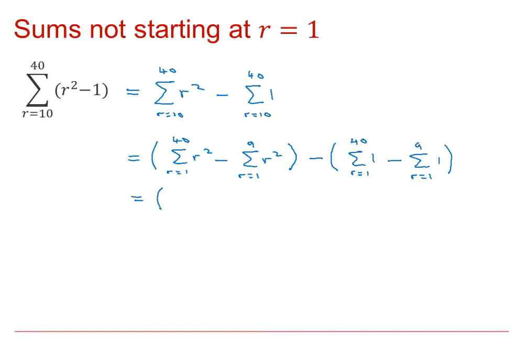So start using our formula now. So the sum of r squared from 1 to 40 will be 40 times 41 times 81 over 6. Taking off the bit we don't want, which is the sum of r squared from 1 to 9. So that's 9 times 10 times 19 over 6. The sum of 1 from 1 to 40 is 40 lots of 1. And the bit we don't want, the sum of 1 from 1 to 9, is 9 lots of 1.